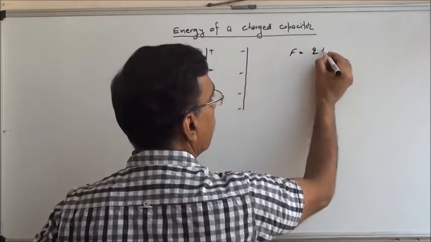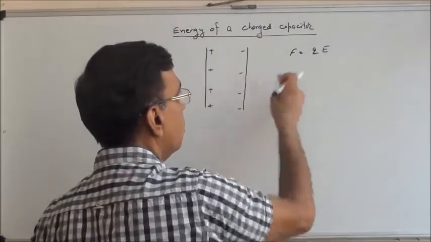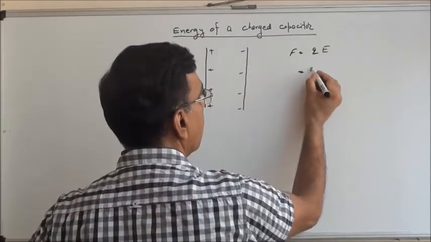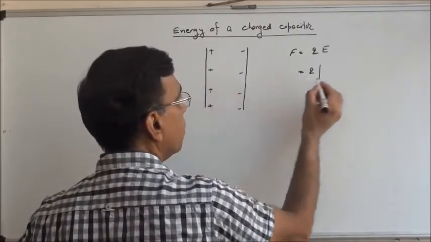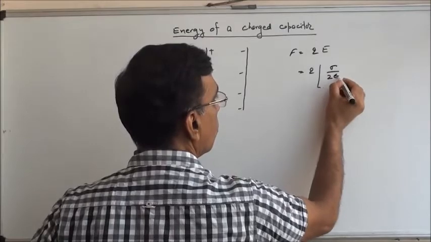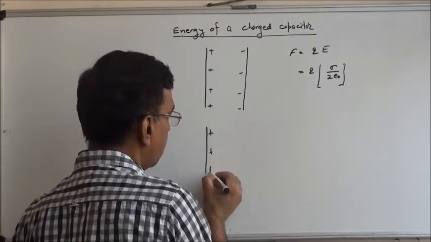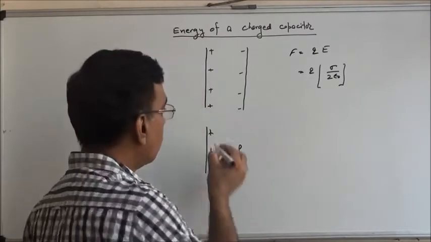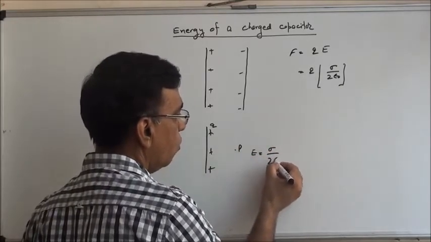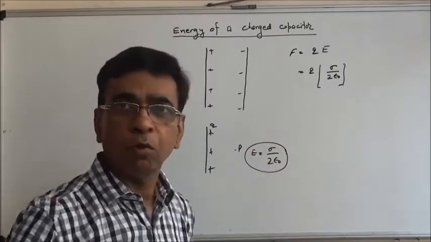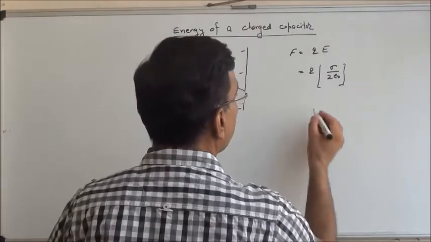Q into E. Whatever is the charge here multiplied by the electric field. And what is the electric field produced by this here? Sigma by 2 epsilon naught. Right, this is the field. If I take a point P close to it, how much is the field? Sigma by 2 epsilon naught. We have used Gauss's theorem to prove it. Where sigma is surface charge density.